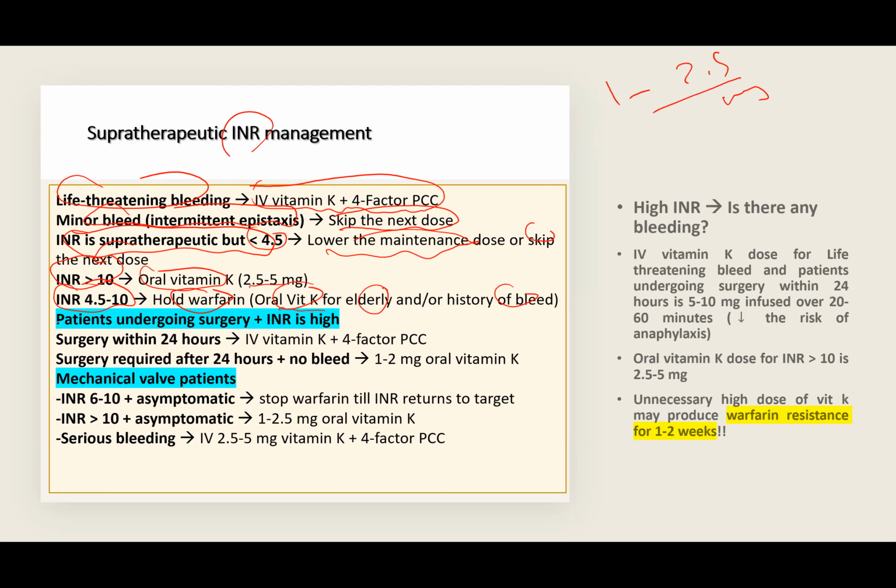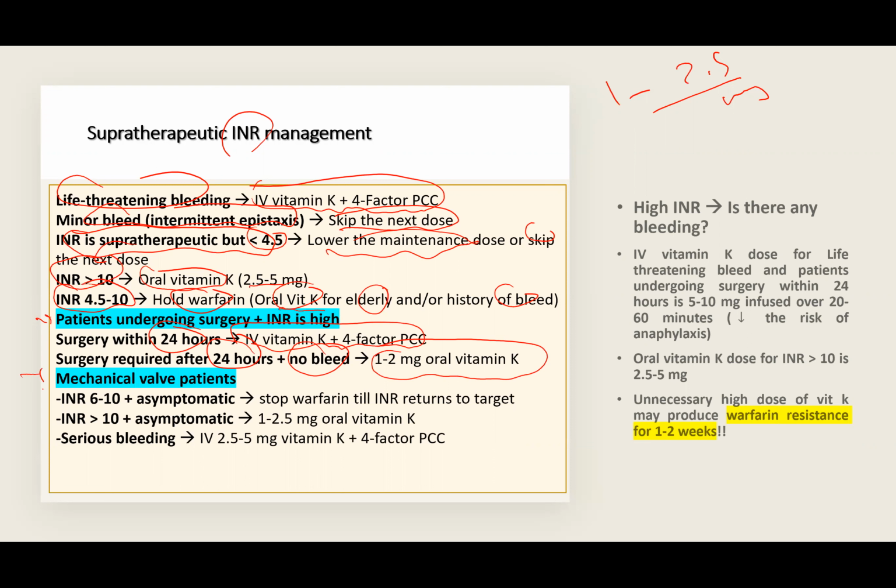Now, if the patient is undergoing surgery, okay, INR is high, you ask yourself, هل هي elective ولا لا؟ لو surgery non-elective, يعني within 24 hours, urgent surgery, within 24 hours, you will give IV vitamin K plus 4-factor prothrombin complex concentrate. If the surgery is after 24 hours, plus طبعا no history of bleeding, you will give 1 to 2 milligram oral vitamin K, اللي هو low dose oral vitamin K, right?